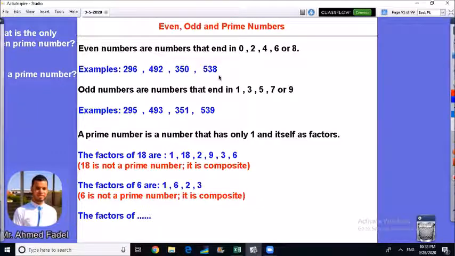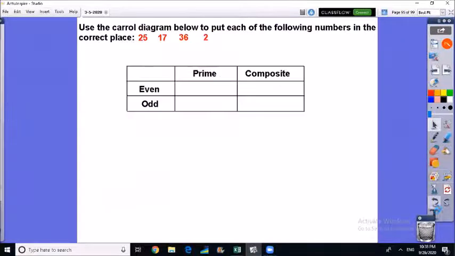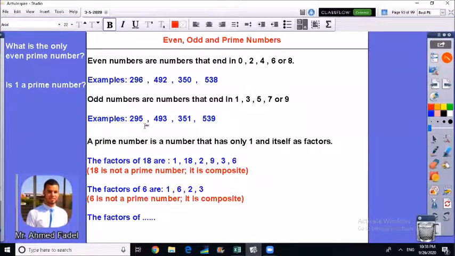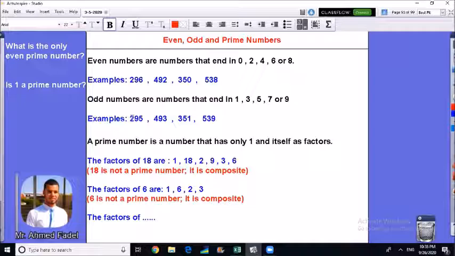So I don't want you to care about what the number starts with. It's only about the last digit of the number. So here, 295. Someone might say, oh, Mr., 2 is an even number. Well, but to agree, it ends in what? 5. 5 is an odd number. So I don't care about the first digit. I don't care about the second digit either. All that I care about is the last digit to determine whether this is an odd or an even number.